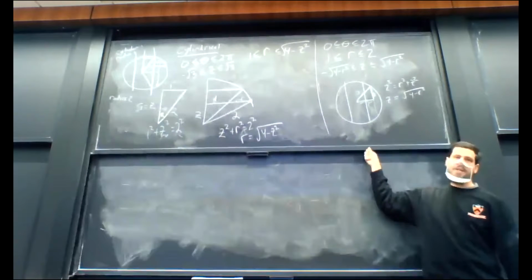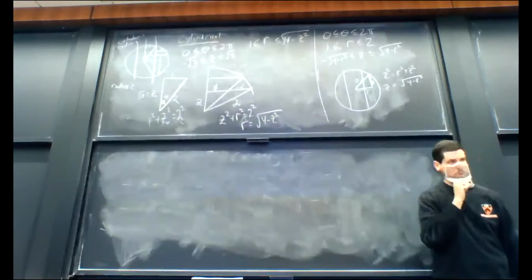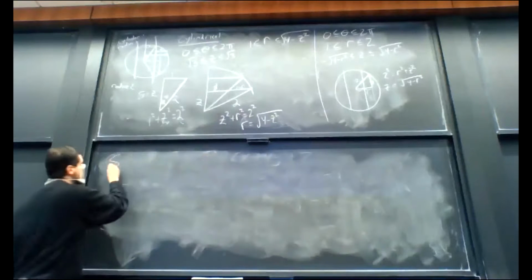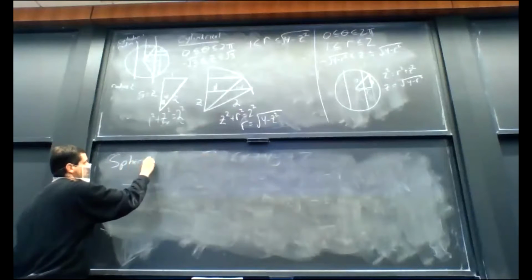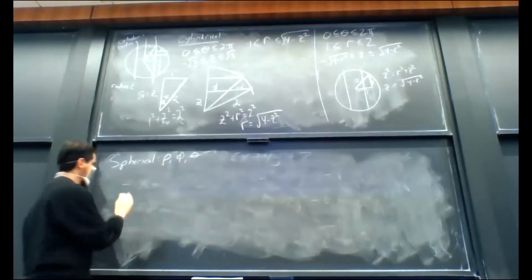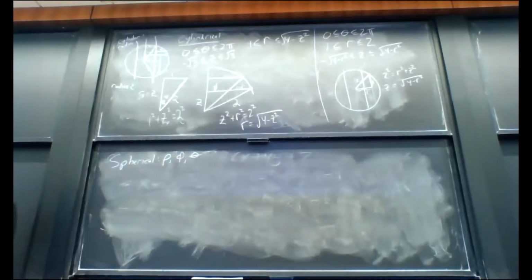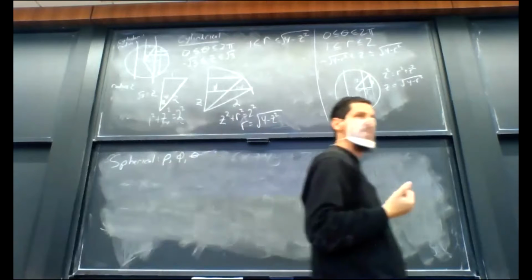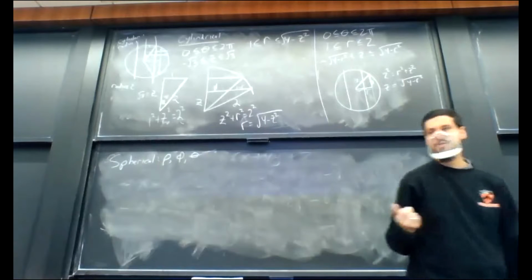But we still have one candidate left. We have spherical coordinates. So for spherical, we have rho, phi, and theta. I claim one of them is going to be very easy to figure out. Is it rho? Is it phi? Is it theta? It's theta. So what are the choices for theta?